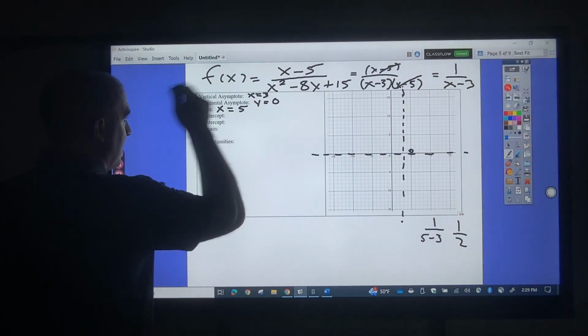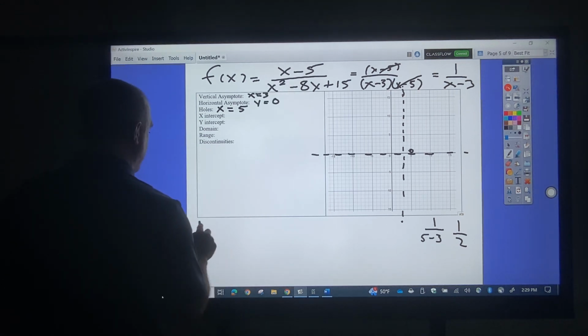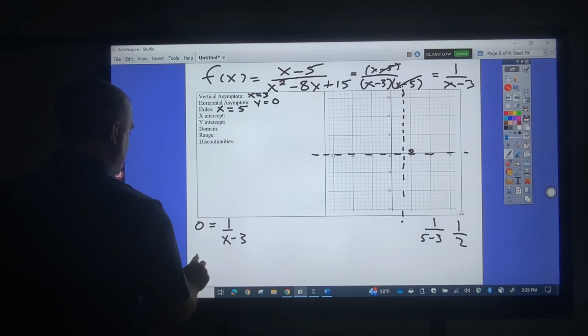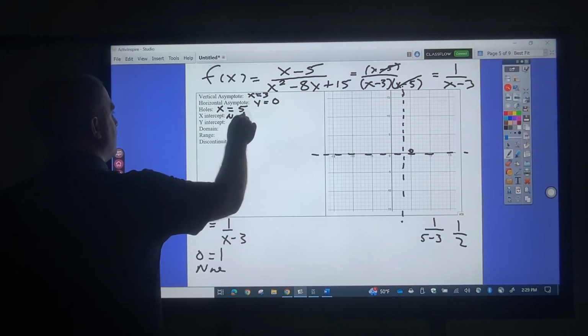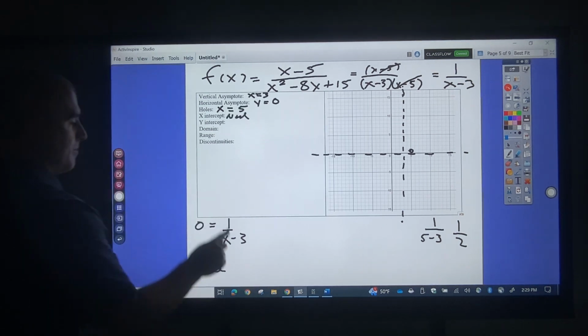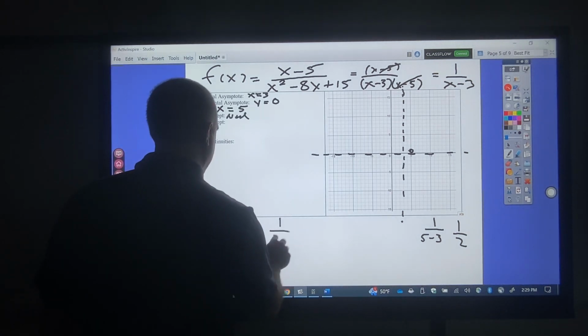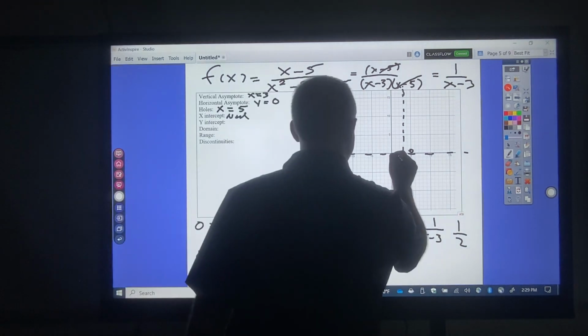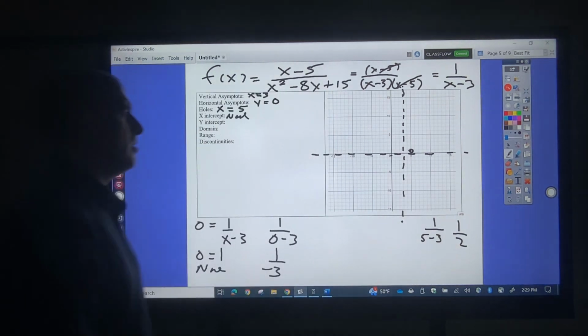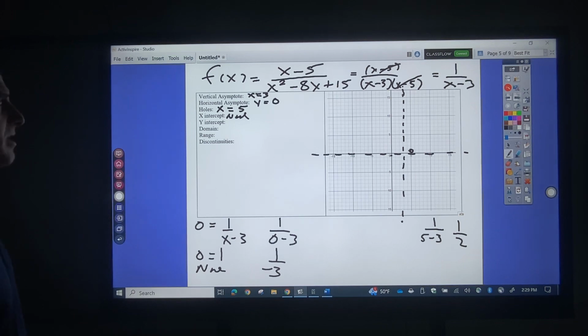Okay, all right, my x-intercept, I want to solve what's remaining. So 1 over x minus 3, cross multiply that, that'd be 0 equals 1. So I'm not going to have an x-intercept. That's going to be none. My y-intercept, I'm going to put 0 in for x. So that's 1 over negative 3, which is negative 1/3. So that's here. So I sort of already know what that's going to be.